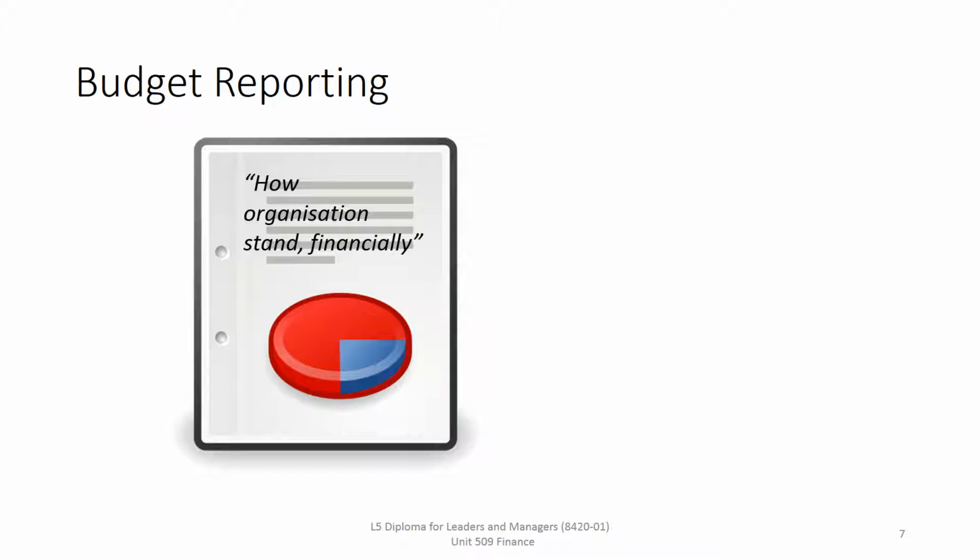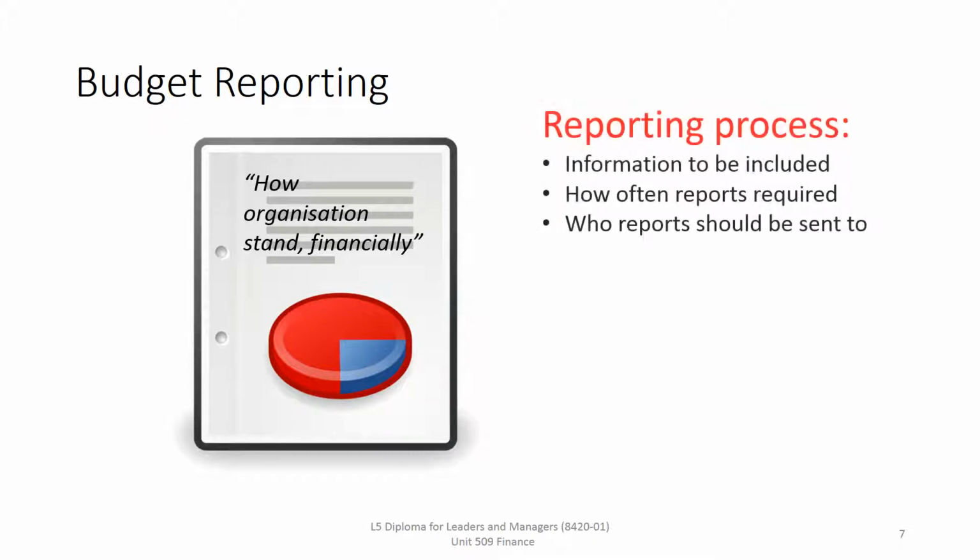And the reporting process structure should be part of the financial governance that we talked about, and it will cover things such as the information to be included in reports, how often reports are required. It will usually be quarterly and then annually as the budget completes, and who the report should be sent to and who should complete them.